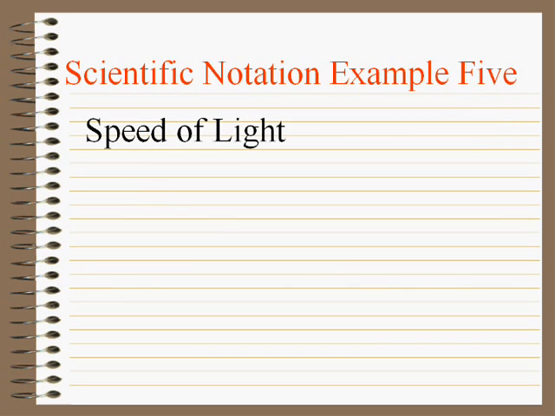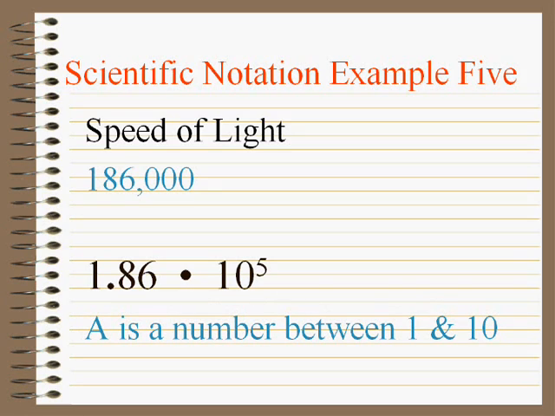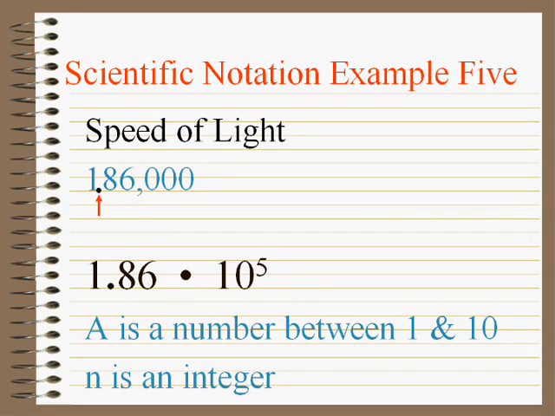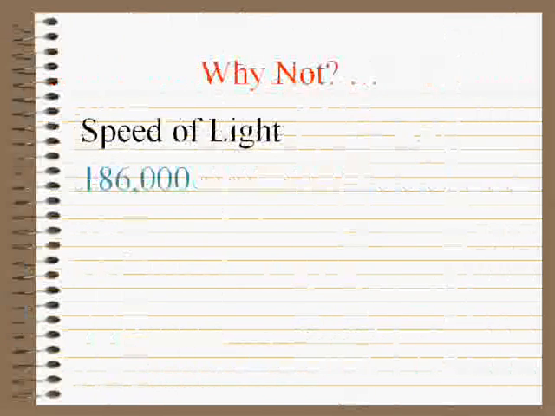So your speed of light, 186,000 miles per hour, would be 1.86 times 10 to the 5th. 1.86 is a number between 1 and 10, and 5 is an integer. Once again, a positive integer is yielding a very large number. We're starting with the decimal between the 1 and the 8, so we have a number between 1 and 10. And we're going over, in this case, 5 places, hence the 10 to the 5th.